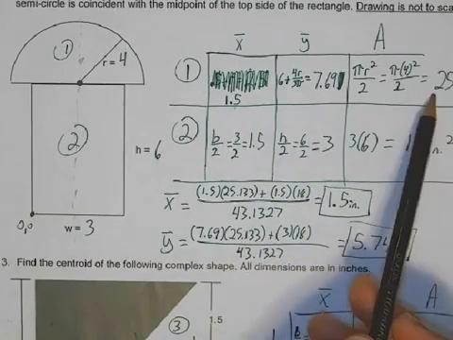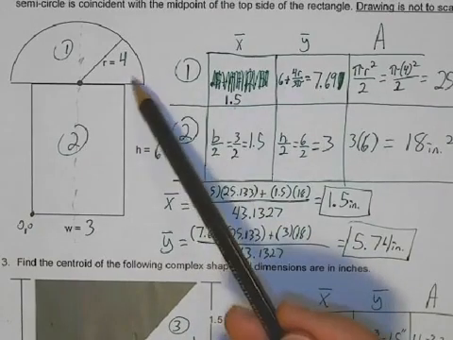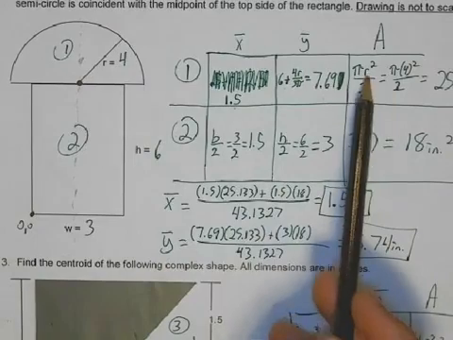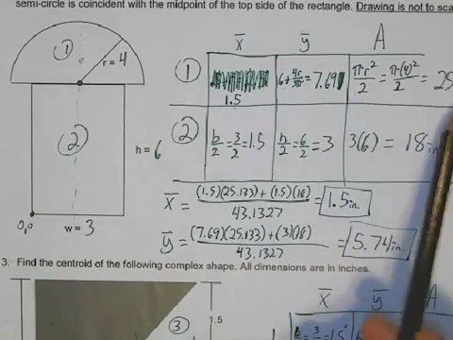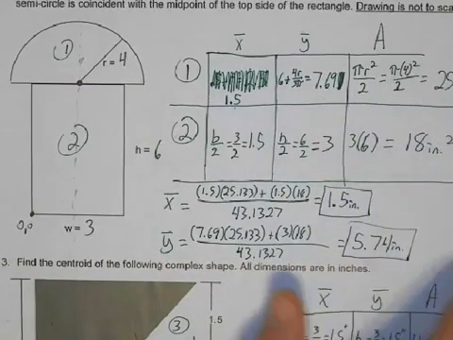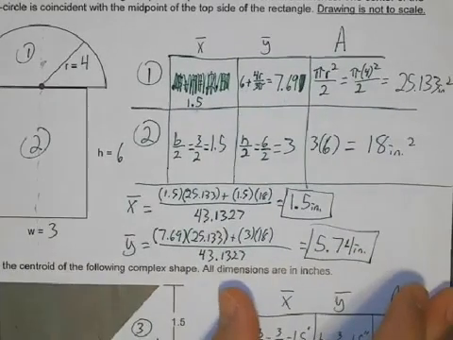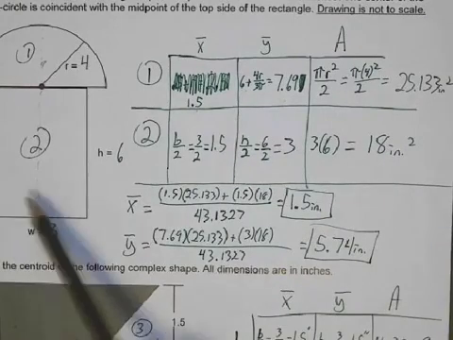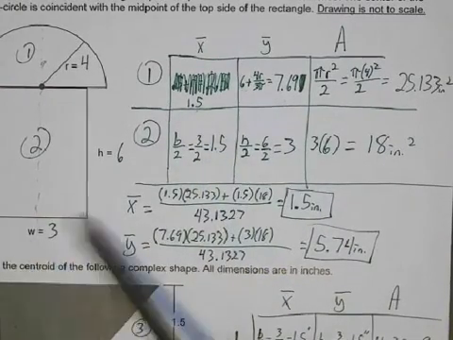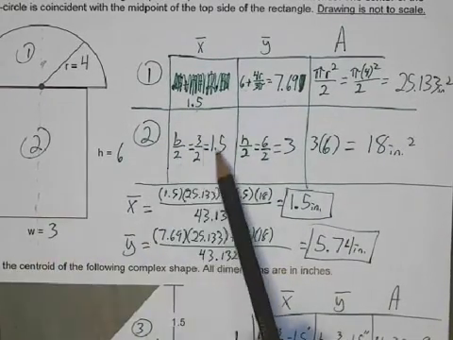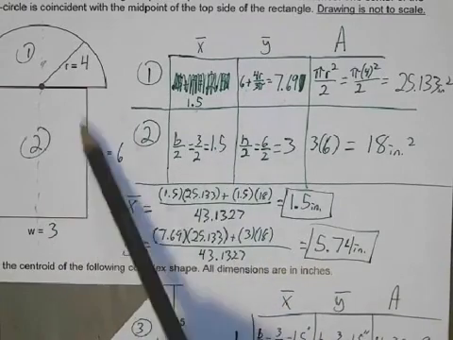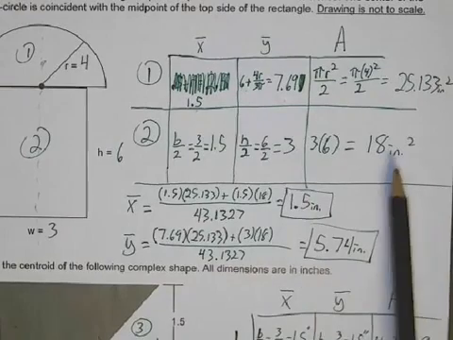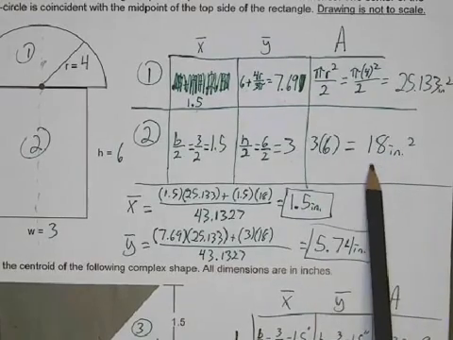The area of a semicircle is just half the area of a circle. The area of a circle is pi r squared, so it's pi r squared divided by 2. And that gives me an area of 25.133 inches squared. For the bottom rectangle, my base is 3, so base divided by 2 is 1.5. The height is 6, so 6 divided by 2 is 3. And then my area is 3 times 6, which would give me 18.